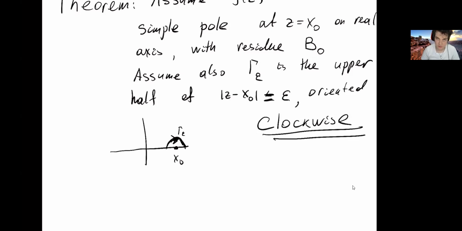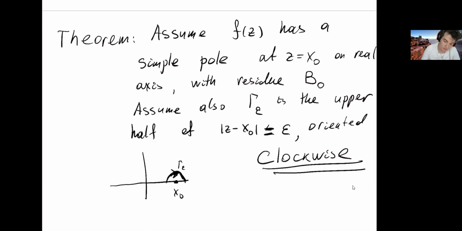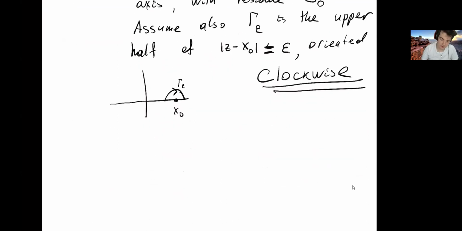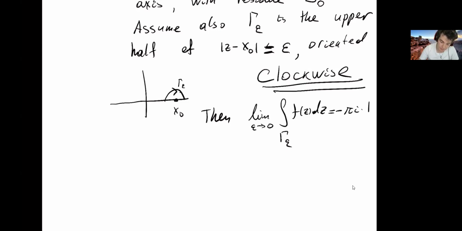No, sorry, the other way. See, I can't even properly draw. Yeah, it was actually correct. Curiously, I can't properly draw a clockwise orientation, but I got confused because clockwise is very anti-intuitive. Okay, then I'll write the conclusion, and then I'll show you the whole statement. Then the limit of these integrals as epsilon goes to 0 is minus pi I b0.